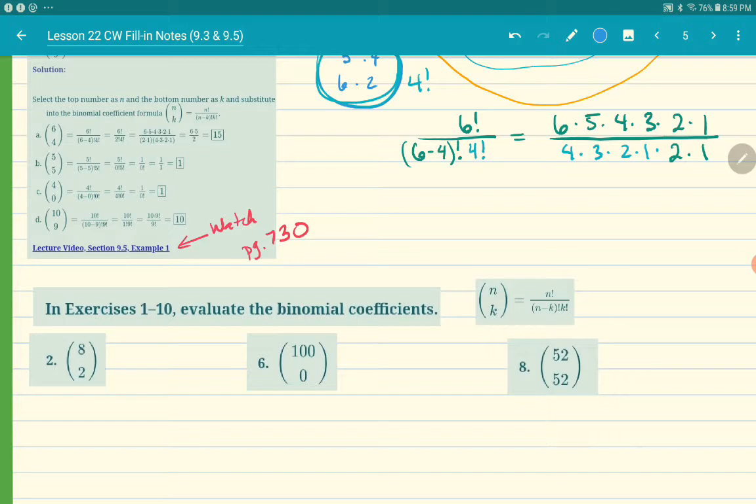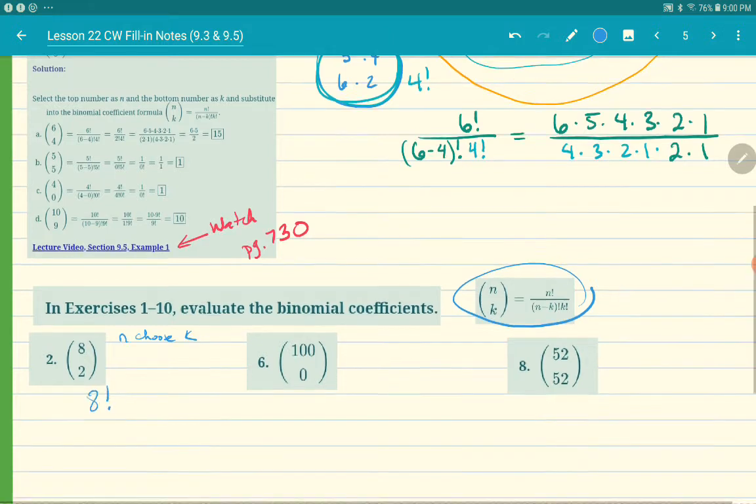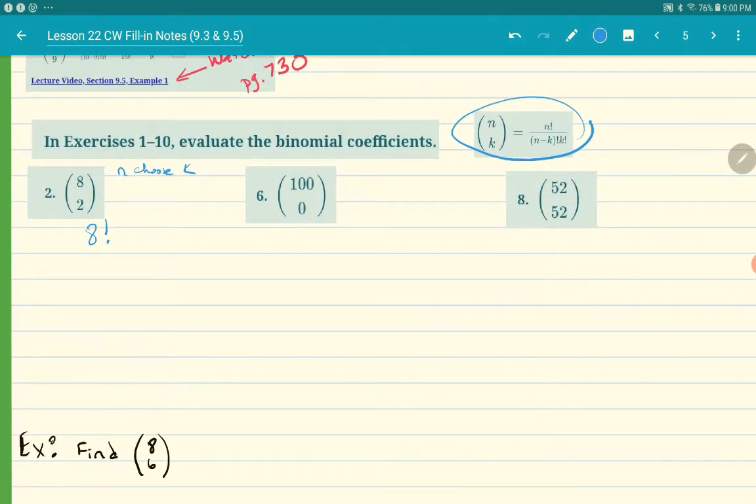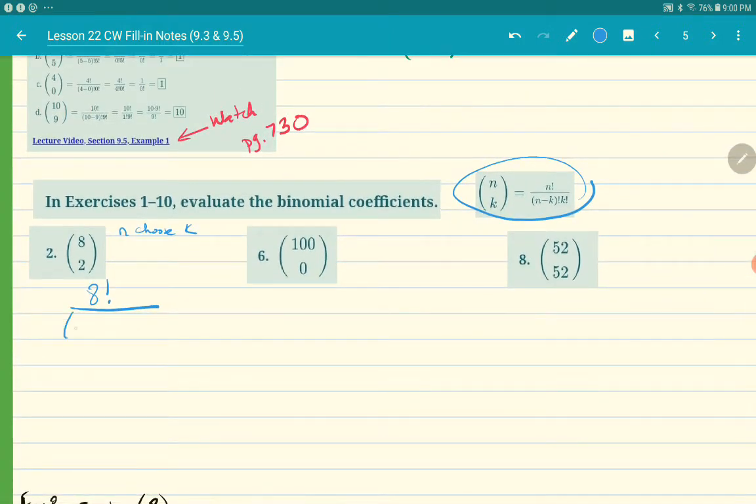Okay, so number 2. Here's our formula. N is 8 and k is 2, right? It's always n choose k. N choose k. So that means we have a group of 8 and we have to choose 2 things out of it. So our formula is n factorial, which is 8 factorial, over n minus k, which is 8 minus 2 factorial, and then the k, which is the 2 factorial. So I just plugged the n and the k into this formula.